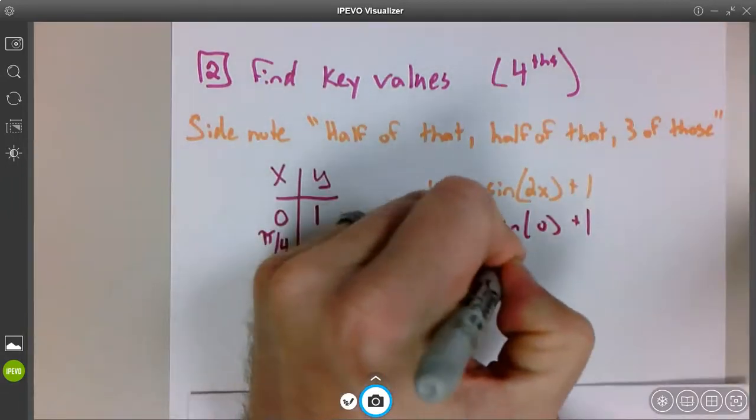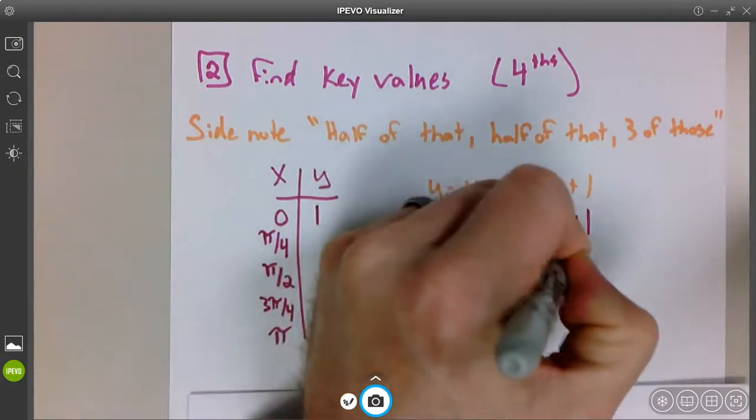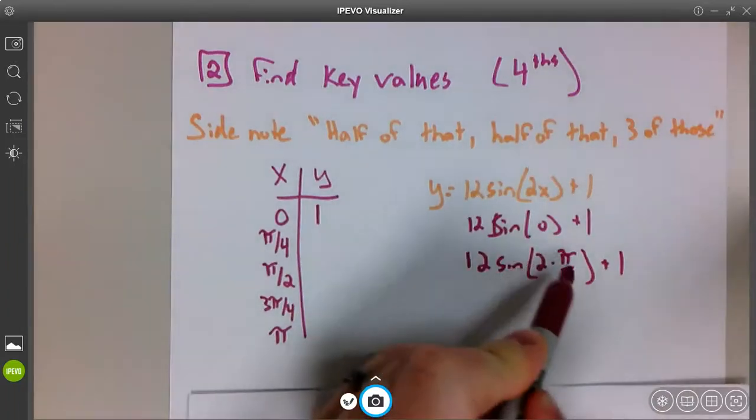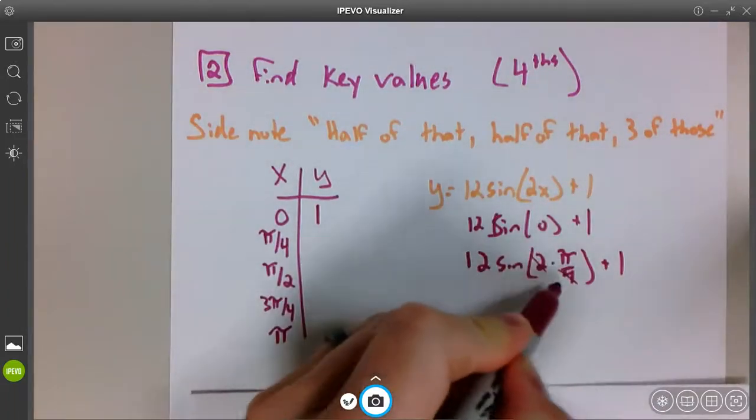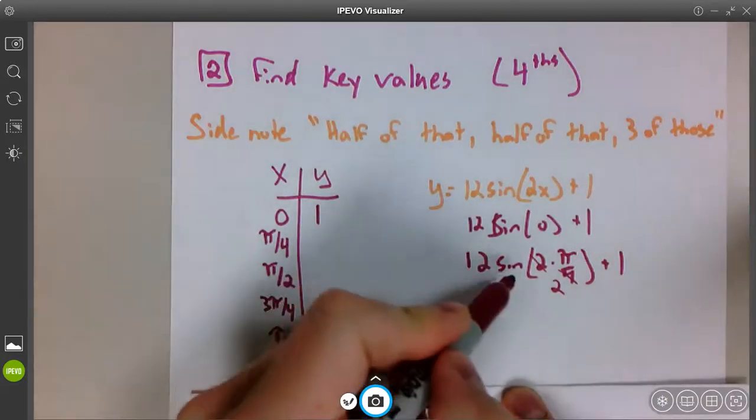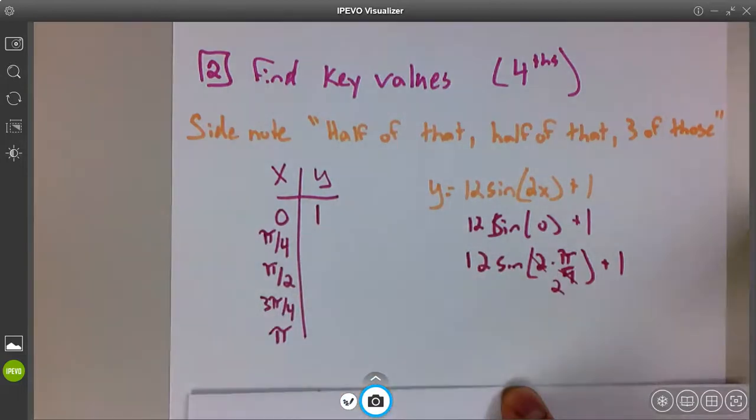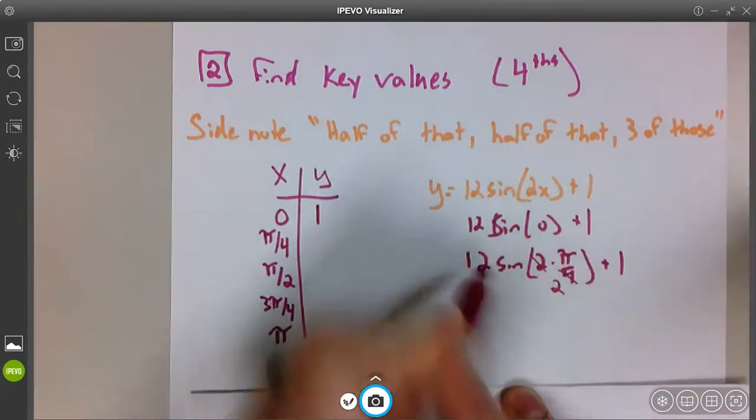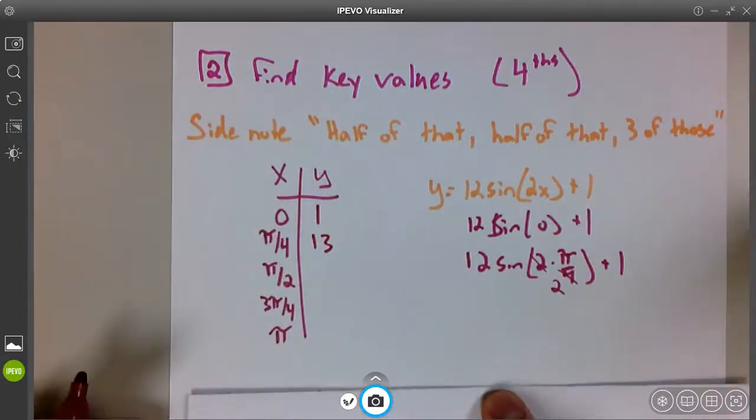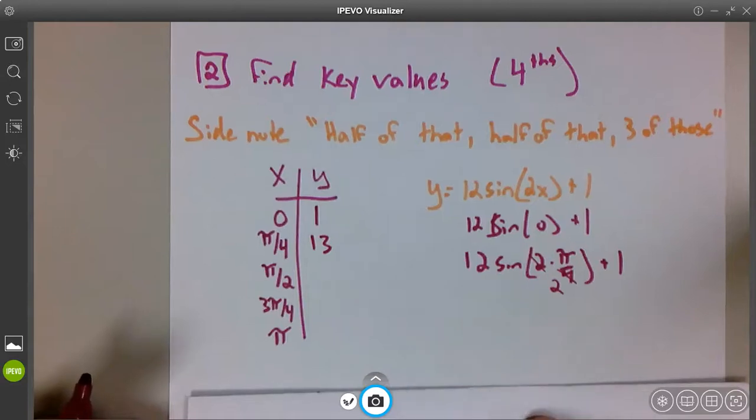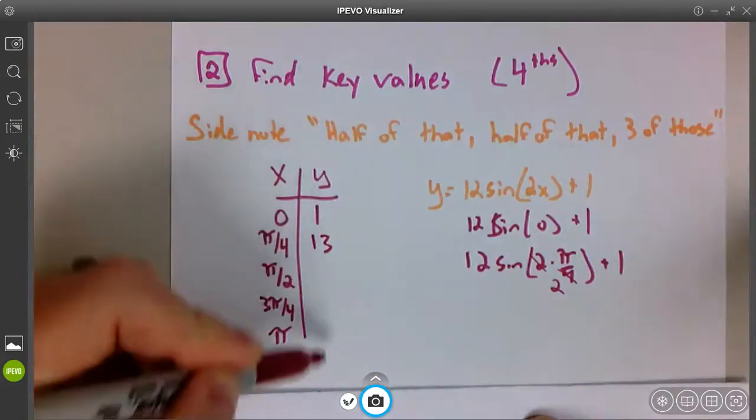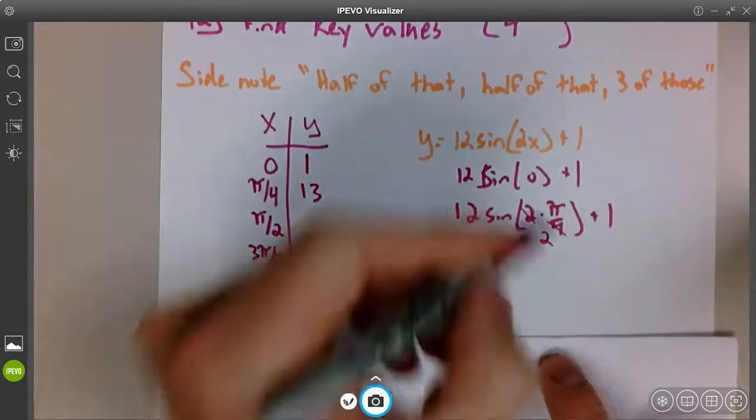The next one is pi over 4. So we're going to do 12 sine of 2 times pi over 4 plus 1. Okay. 2 times pi over 4 is pi over 2. Ooh, I know that one. That's 90 degrees. The sine of 90 degrees, the sine of pi over 2 is 1. 1 times 12 is 12. 12 plus 1 is 13. And we're going. Okay, eventually you guys are going to get to the spot where you can just from these two and kind of how the equation works, you'll be able to figure it out. But let's keep going for now, since this is one of our first ones.